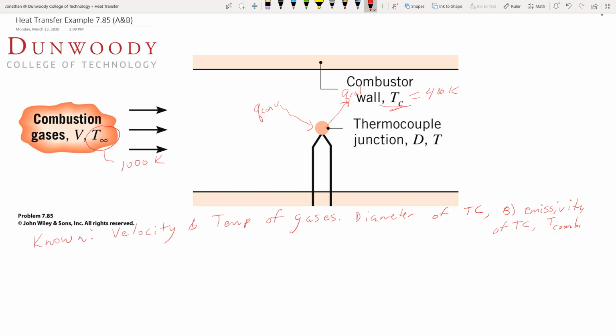Our velocity in the initial condition, we're going to start with 5 meters per second. If we did part C, we'd vary that and see how much that impacts things. And we know this thermocouple diameter is 1 millimeter. So, a small bead thermocouple inside that exhaust stream.